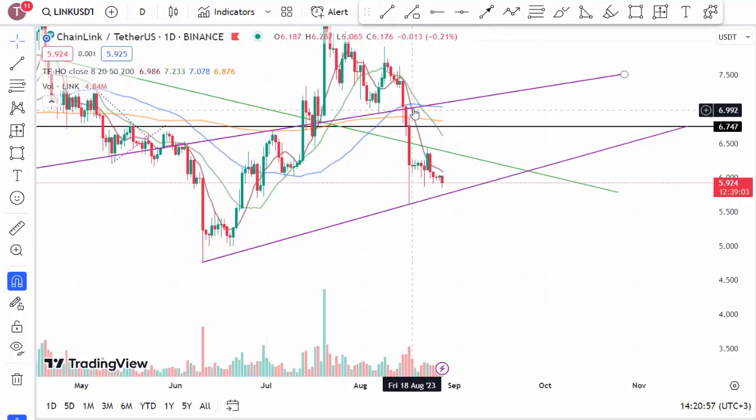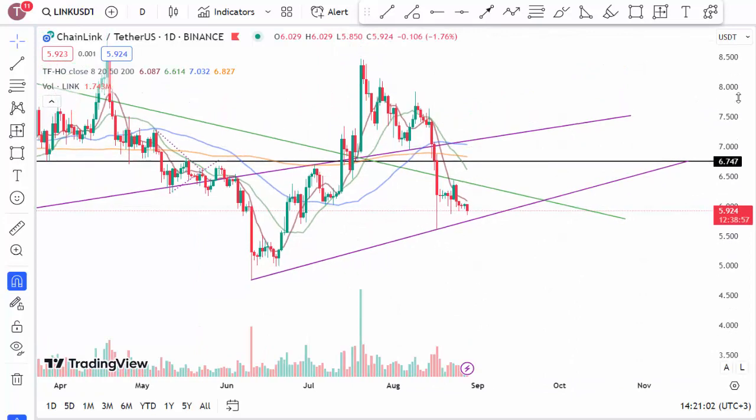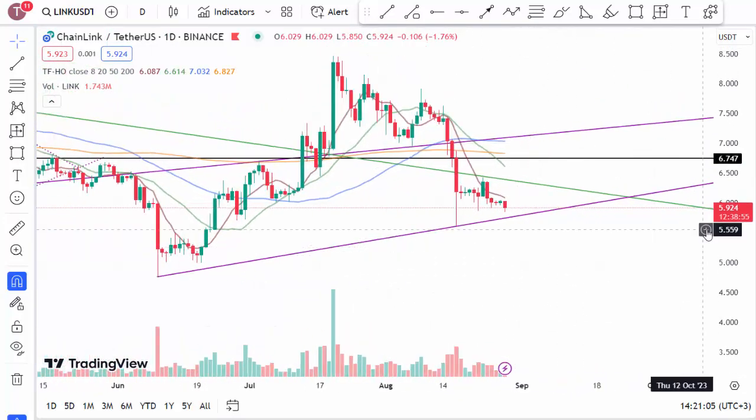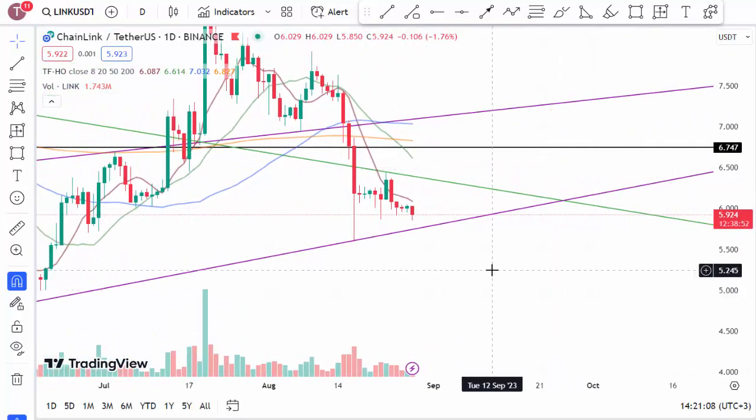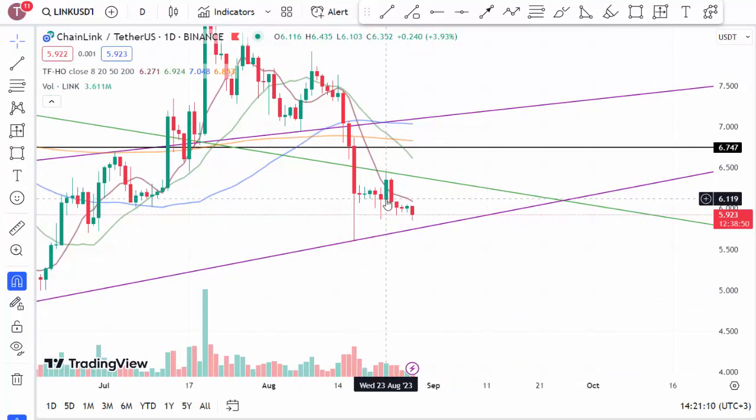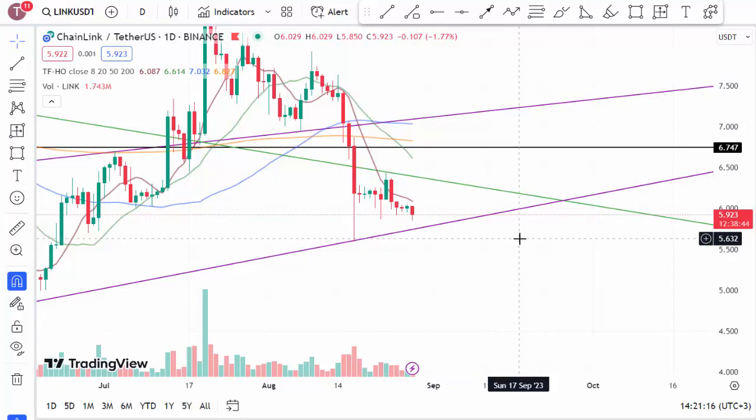Moving on to the moving averages, if we look at them, they are crossing each other downwards, and this has resulted in significant downward movements in the price. In the short term, the 8-day and 20-day moving averages need to break upwards. Although there have been breakouts, they weren't sustained, leading to continued declines. Therefore, if the moving averages break upwards, the price movements should stay above that region.